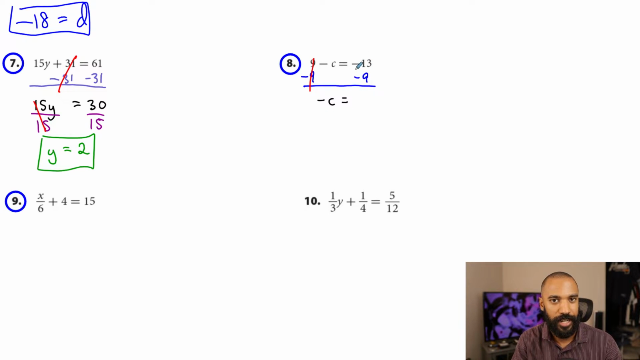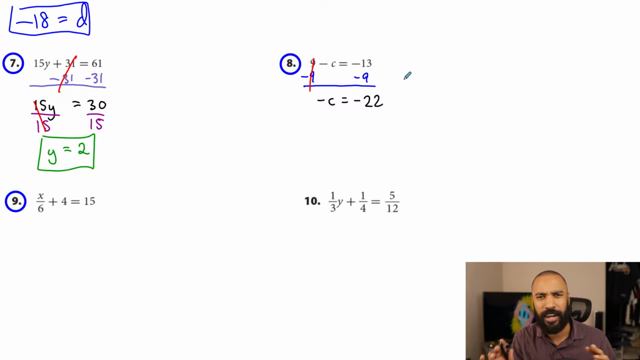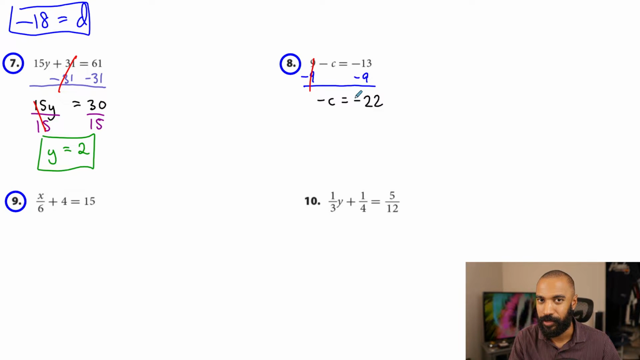Negative 13 minus 9. I have a whole video dedicated to this. It's like 13 plus 9, but the answer is negative. So this is negative 22. Okay. Two ways you can look at this. One kind of more logic step. Let's just talk about that first. Negative c equals negative 22, or the opposite of c is negative 22. If the opposite of c is negative 22, then regular c must be positive 22. So that's the logical way of getting that.